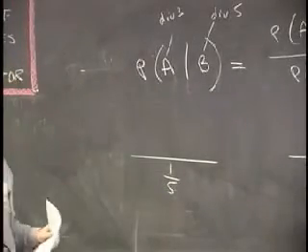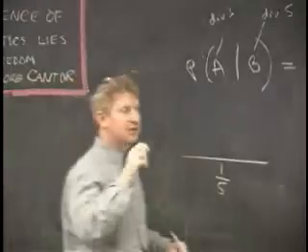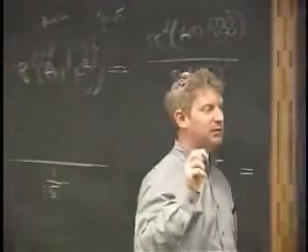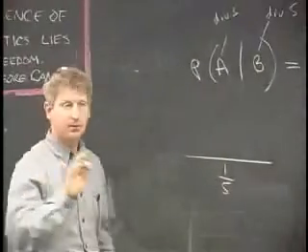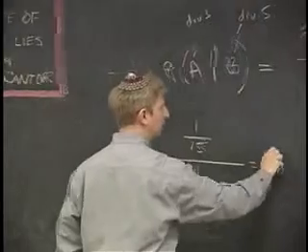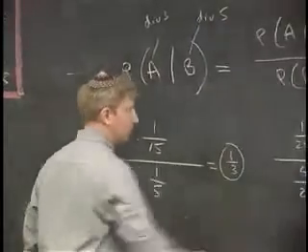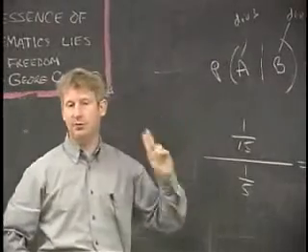What's the chance that a number is divisible by both 3 and 5? If it's divisible by both 3 and 5, that means it's divisible by 15. That's the only thing it could be. So this is 1/15. And that equals 1/3. So it really is 1/3. This worked because 3 and 5 are relatively prime.